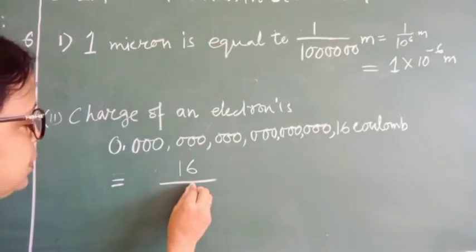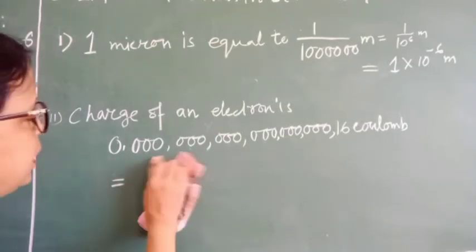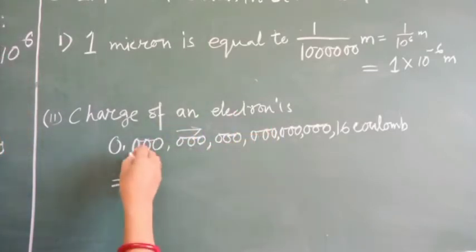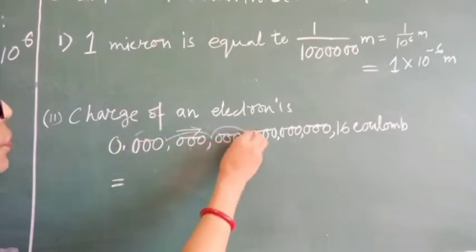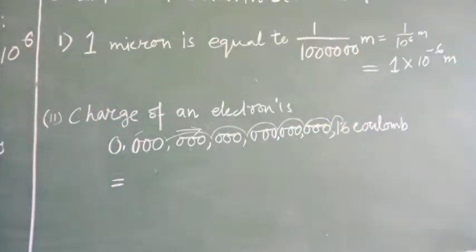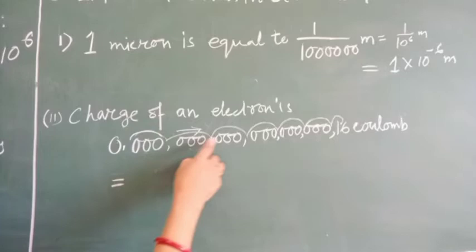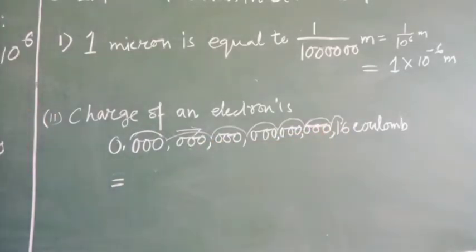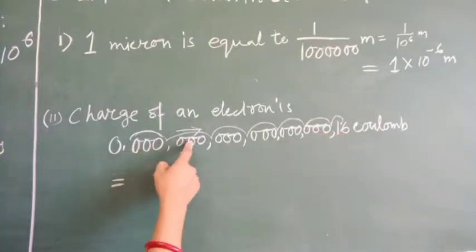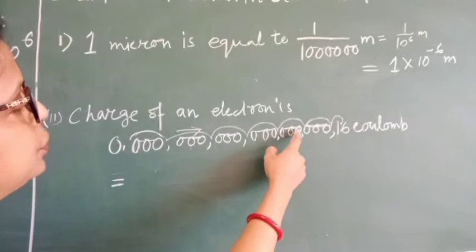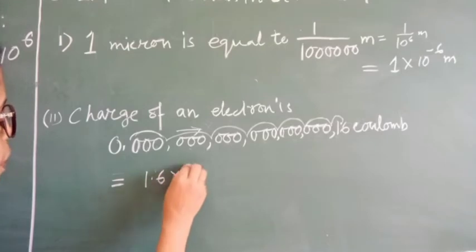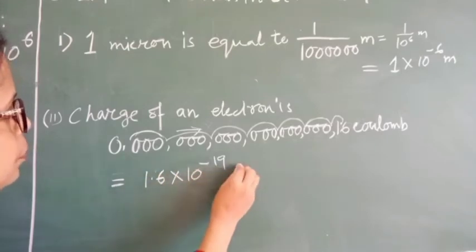10 to the power 20, or you can do it directly also, as the point is moving to the right side. How many places will the point move? 3, 3, 3, 3 and then 1. How many places is it moving? 1, 2, 3, 4, 5, 6. 6 3s are 18, and 1, 19. You can count 1 to 19. 1.6 into 10 to the power minus 19 coulomb.